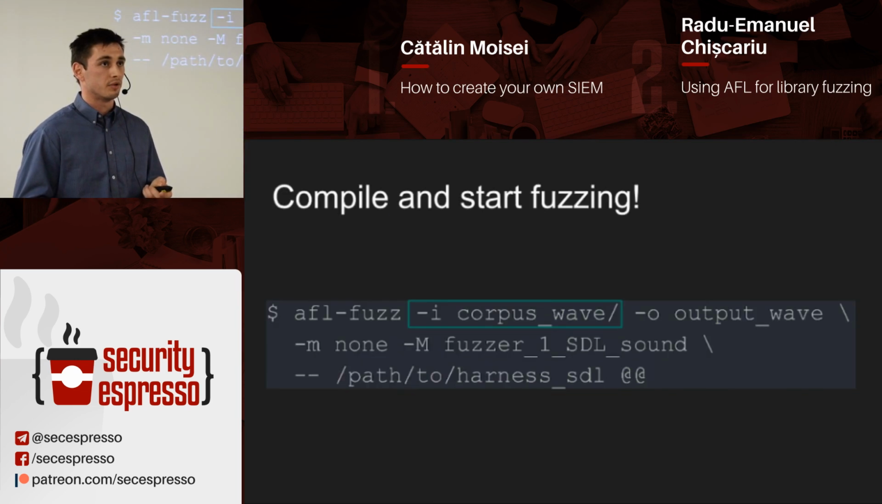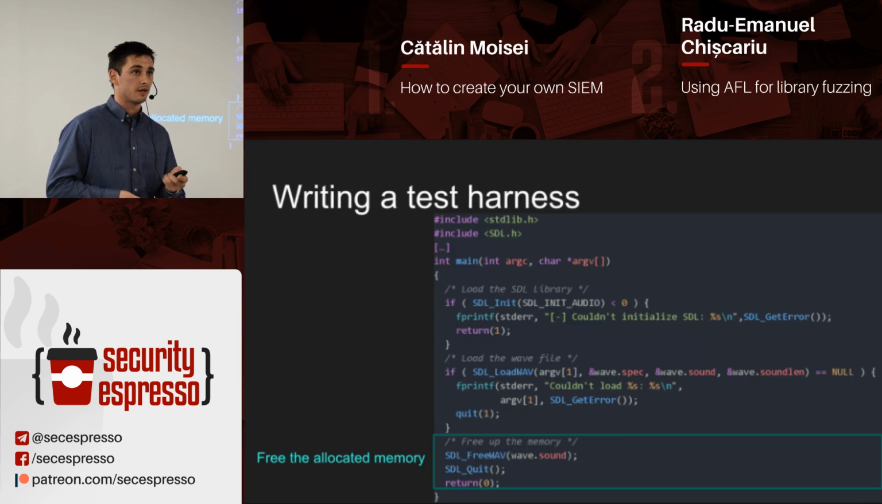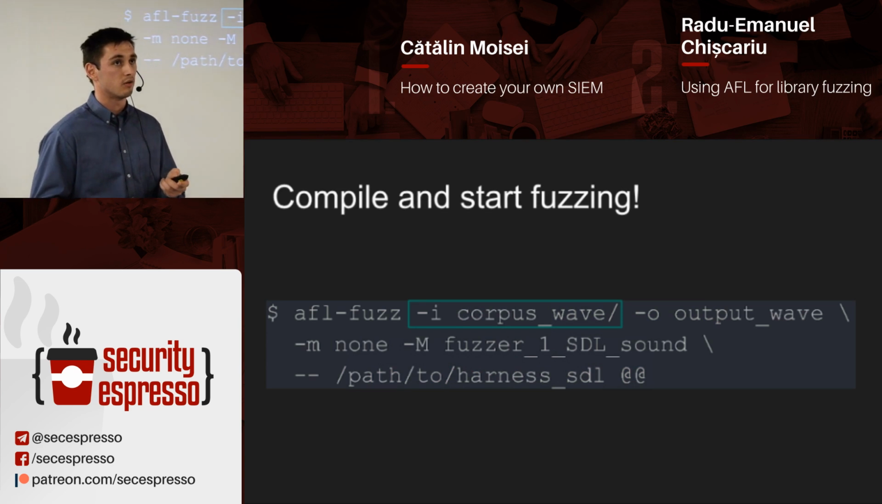We compile that also with afl-fuzz, okay, so we compile that. Then we go on to the actual fuzzing.